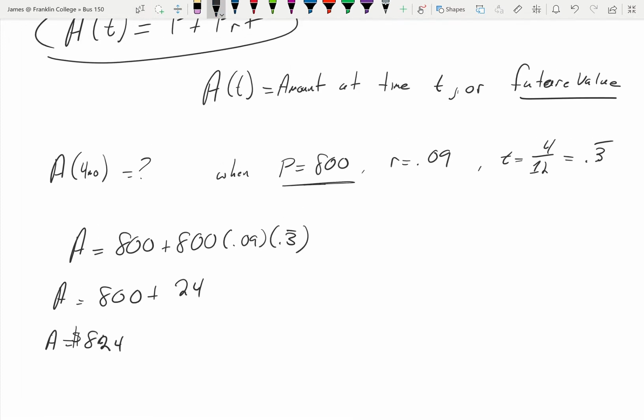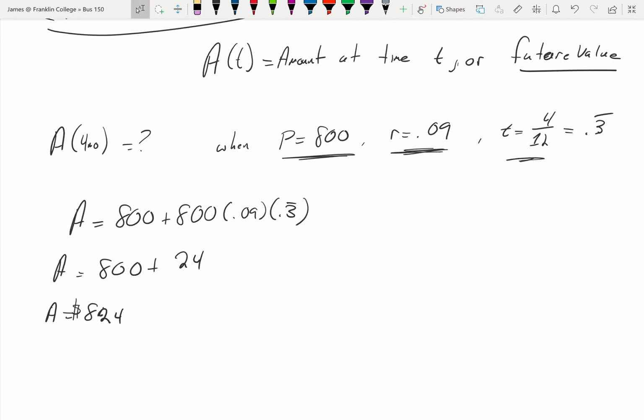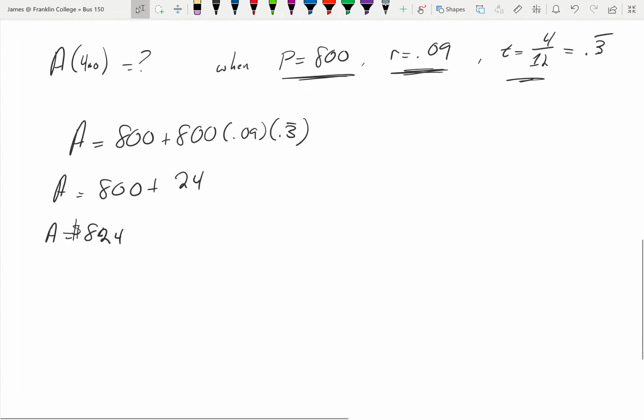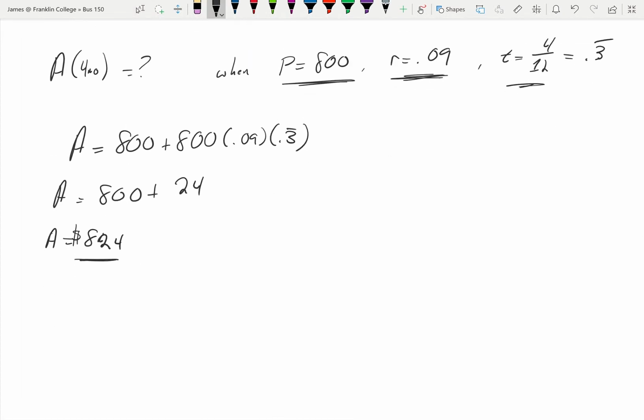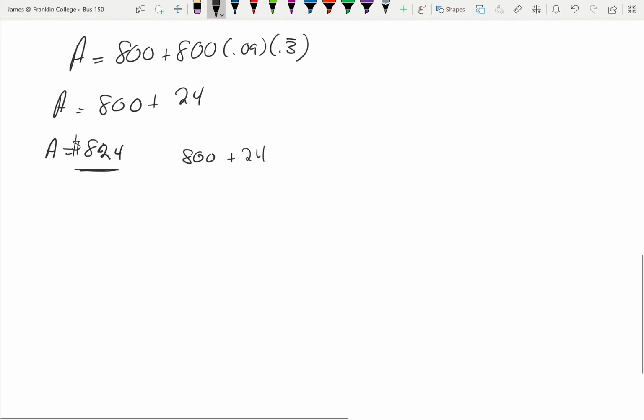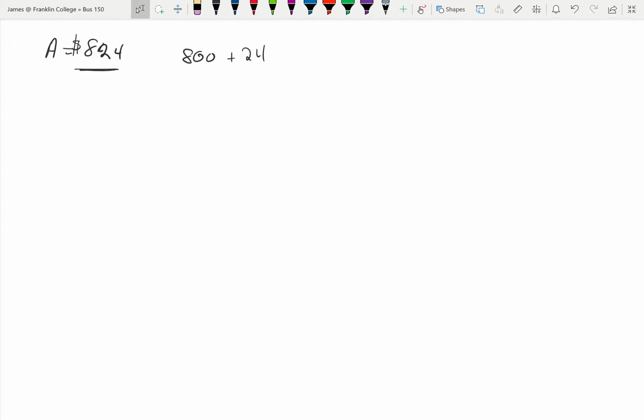So if we borrow $800 at an annual interest rate of 9%, that accrues as simple interest for 4 months, well, how much are we going to pay back at the end of 4 months? So we're going to pay back a total of $824. So that means that we paid back our original $800 plus $24. That will be the interest fee, how much we pay in order for the right to borrow that money.